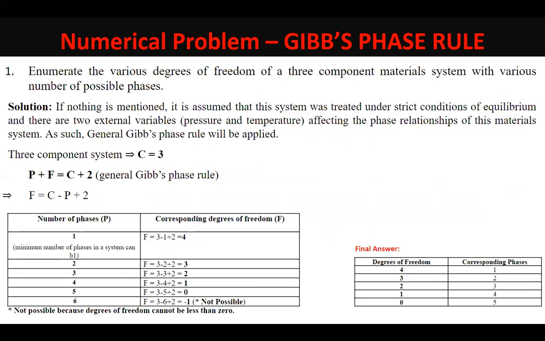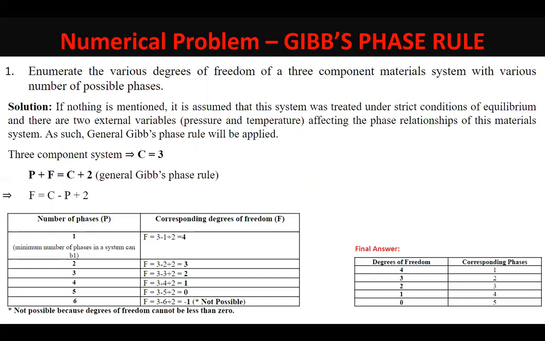The minimum number of degrees of freedom present in a material system is zero. Degrees of freedom can never be negative. The minimum value is zero. Number of phases can never be zero. The minimum value is one. So keeping that in mind, if in a numerical nothing has been mentioned about the number of external variables affecting the system, you'll take the general Gibbs phase rule, that is P plus F equals C plus 2. C has already been given as 3 over here.